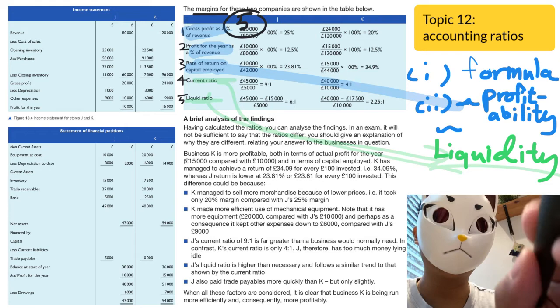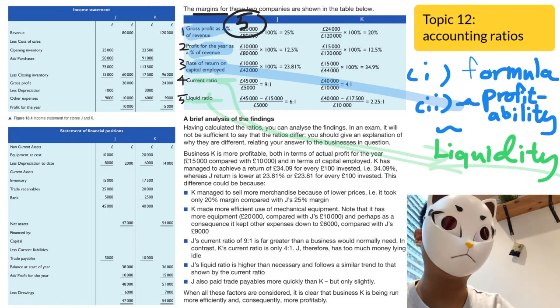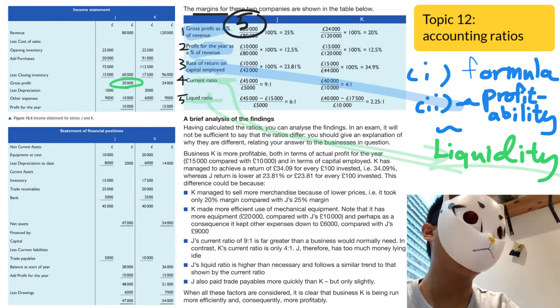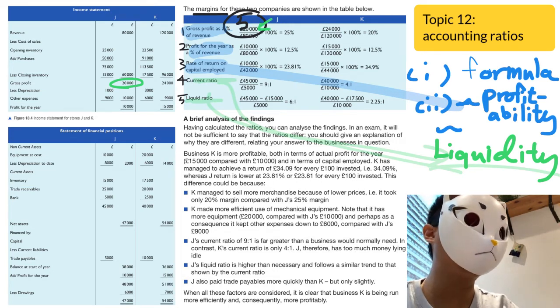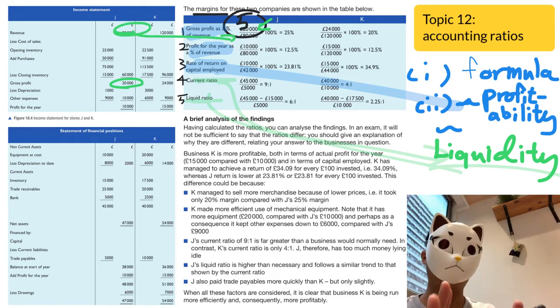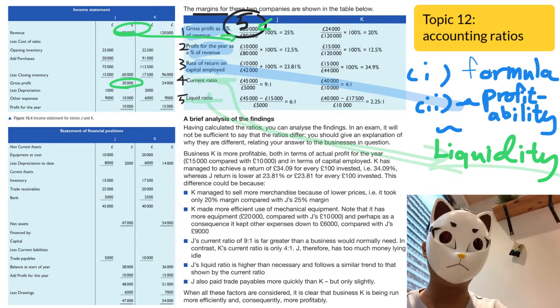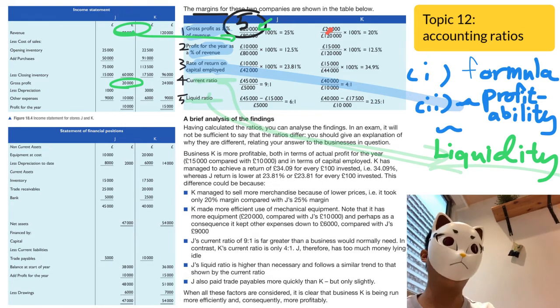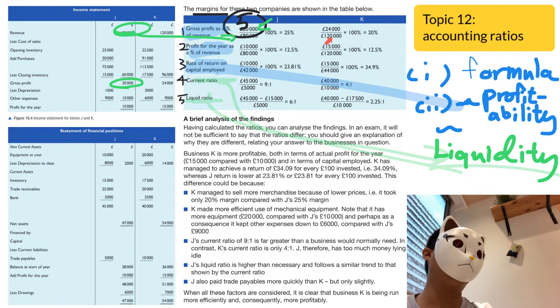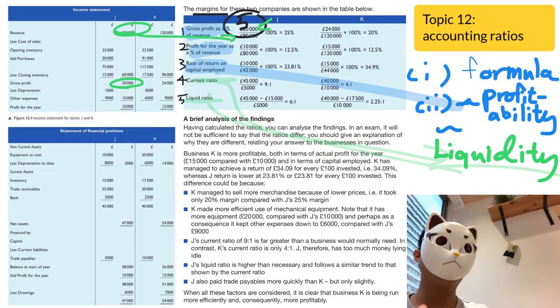What you need to do is put the gross profit in the numerator, in the top, and then put the revenue, the sales, in the bottom. The same situation goes to K. You have 24,000 in the top, and 1,200,000 in the bottom, in the denominator. Then you can compute the gross profit as a percentage of revenue.